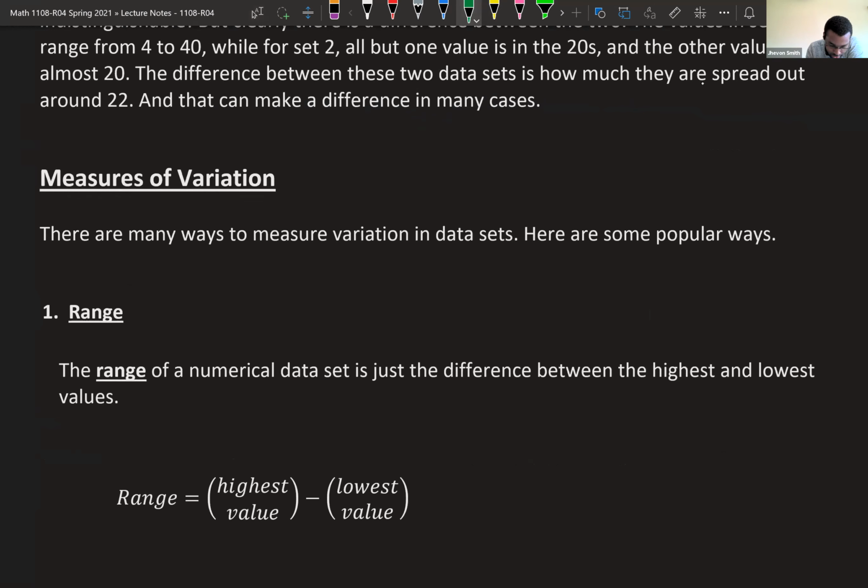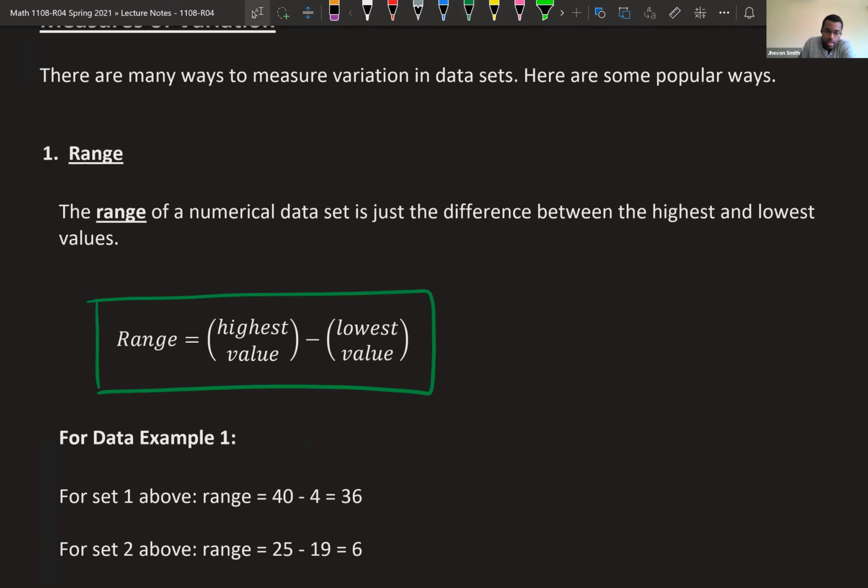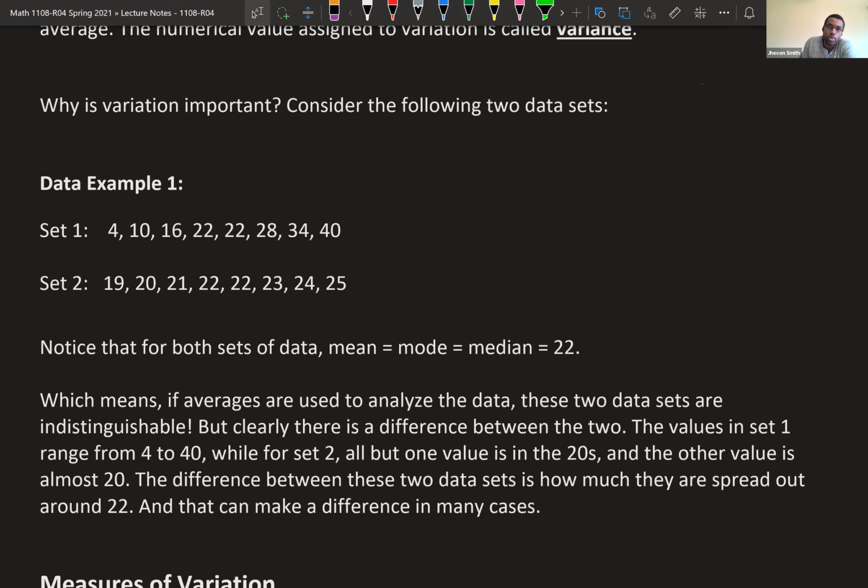So the range is given by this formula right here. Take the highest value, subtract the smallest value, and that gives you the range. It's the difference between the largest and smallest values, right? So for example, in the data sets above, we can now tell the difference. The smallest value in the top one was 4, the largest value was 40. So we're going to take 40 minus 4. In set 2, the largest value was 25, the smallest was 19. We're going to take 25 minus 19.